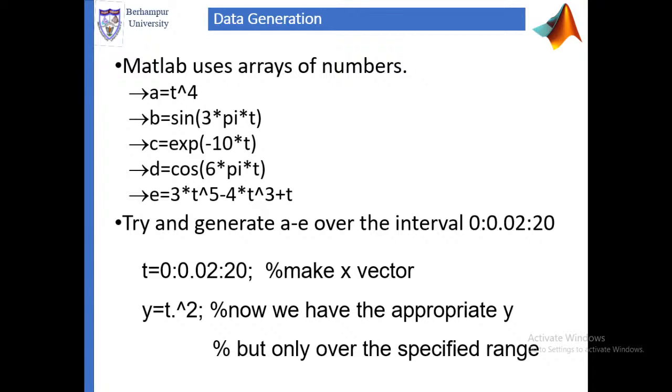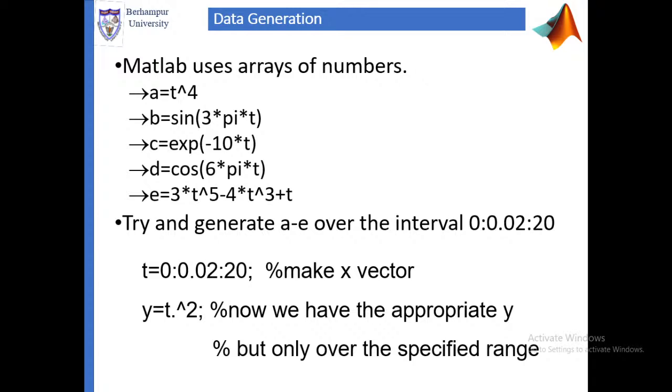Similarly, B is equal to sine 3 pi t. Here you do not require dot star. It is sine of 3 star pi star t. So if t is an array, then it will be automatically taken care of, because 3 and pi both are single numbers or scalars. Only if there is exponentiation or multiplication with another matrix, then you require the dot convention. Otherwise, you don't require the dot convention.